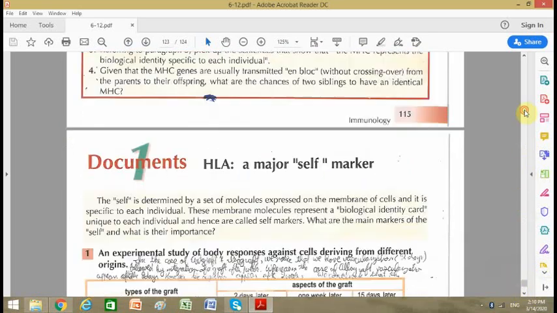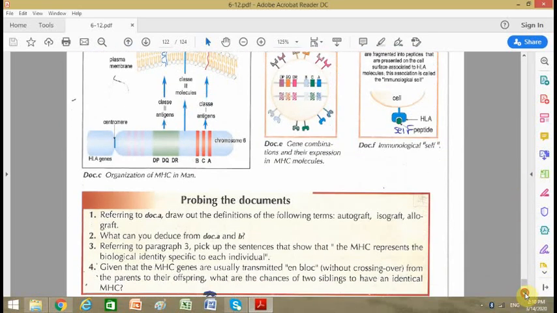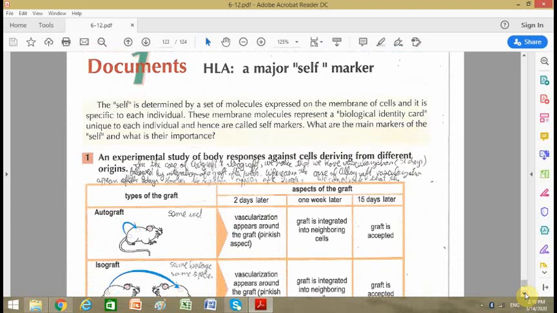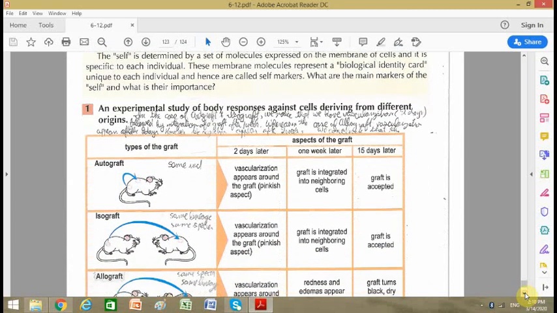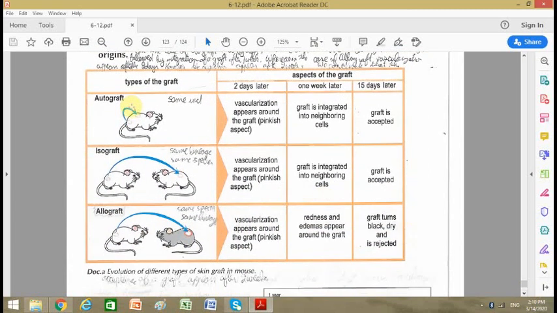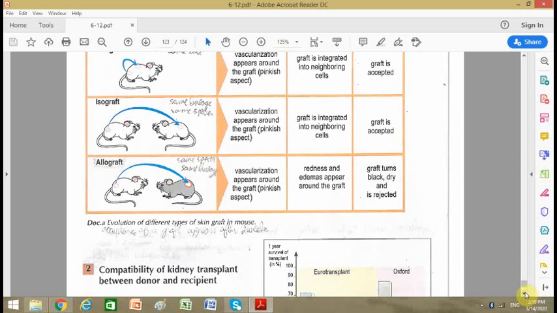It's about the first self-marker, which is the HLA proteins. We can see that these proteins, as I said, affect the acceptance or the rejection of a graft, where we have 3 types, and only the autograft and the isograft are accepted because they have fully compatible HLA, while the other grafts, the allograft and the xenograft, are rejected.